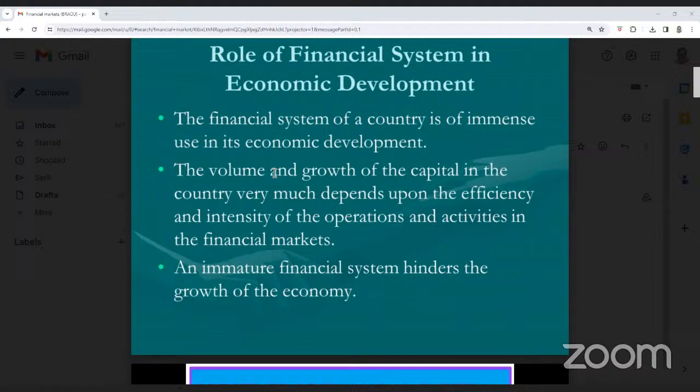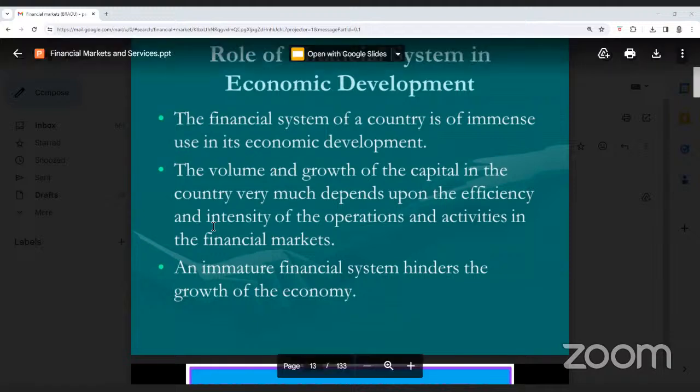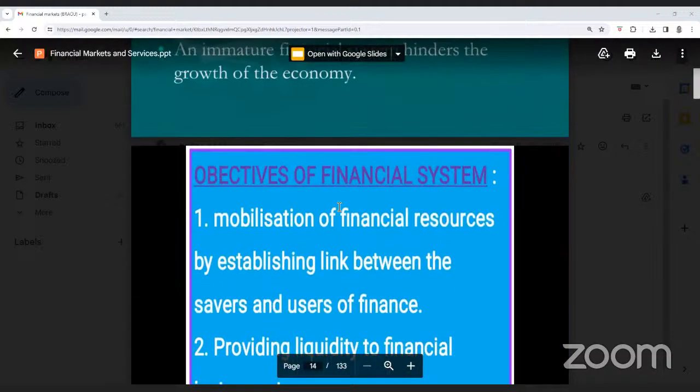Sorry, hinders means what? The financial system that hinders the growth. So always, an immature financial system must be developed towards maturity. You have to develop the activities.